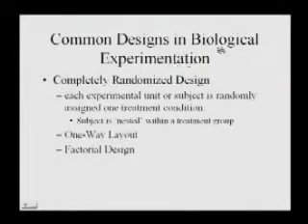The common designs in biological experimentation include, as we had stated, the completely randomized design. And this is probably the more frequently used one, and we are familiar with it. So each experimental unit or subject is randomly assigned to one treatment condition. The subject, therefore, is nested within a treatment group. There can be a one-way layout or a factorial design.